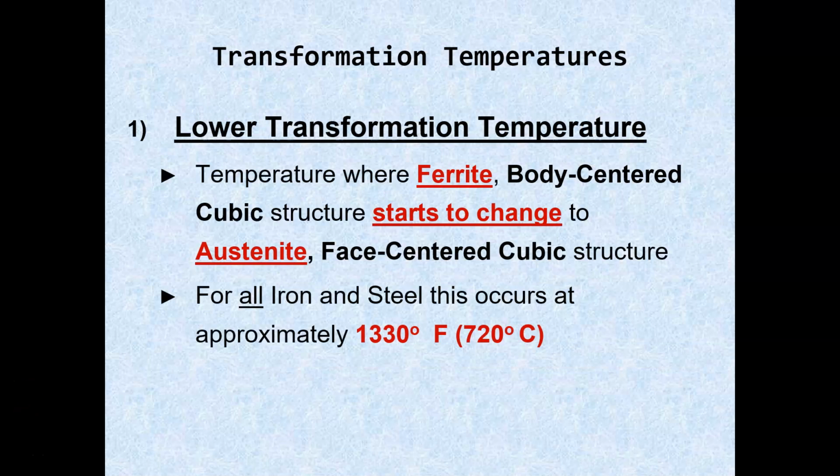The lower transformation temperature. This is where the body-centered cubic structure starts to change to face-centered. This is where the temperature, ferrite, starts to change to austenite. The lower transformation temperature for all iron and steel is around 1,330 degrees Fahrenheit or 720 degrees centigrade.